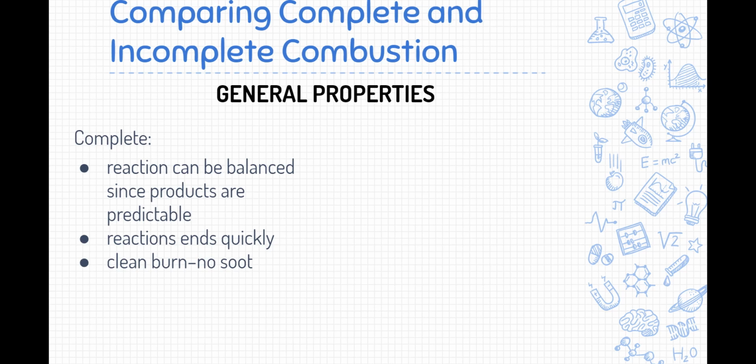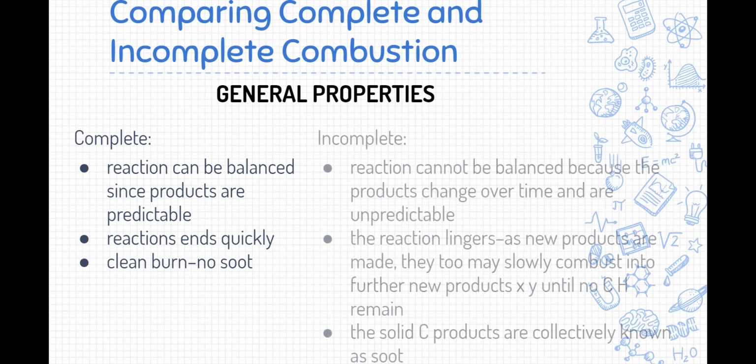So, to summarize some of the general products that we've talked about already, for complete combustion reactions, on paper we can balance them, and that is because the products are known and predictable. A complete combustion reaction has no soot. It is a clean burn. The other property is the reaction is very, very quick. It's highly energetic and quick.